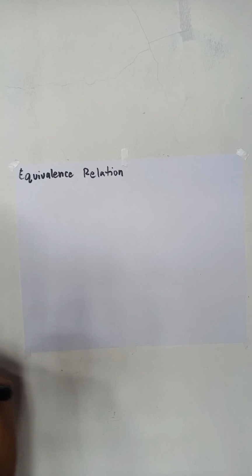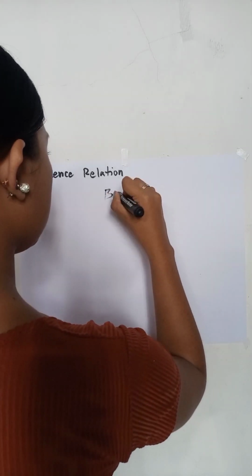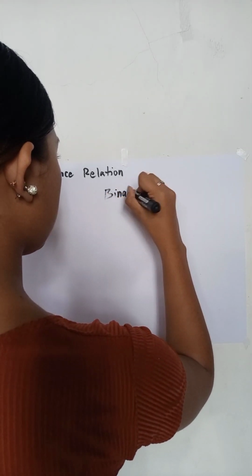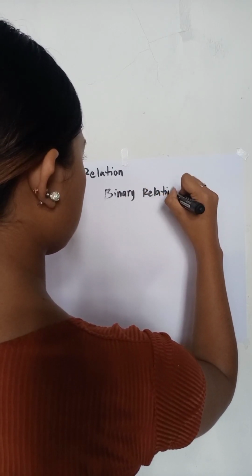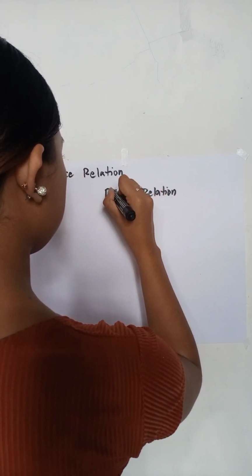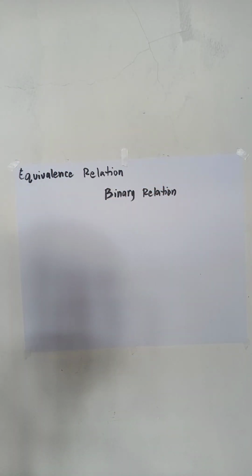Equivalence relations are very nice relations to work with. So, let's go ahead and talk about them. An equivalence relation is a binary relation with three properties.